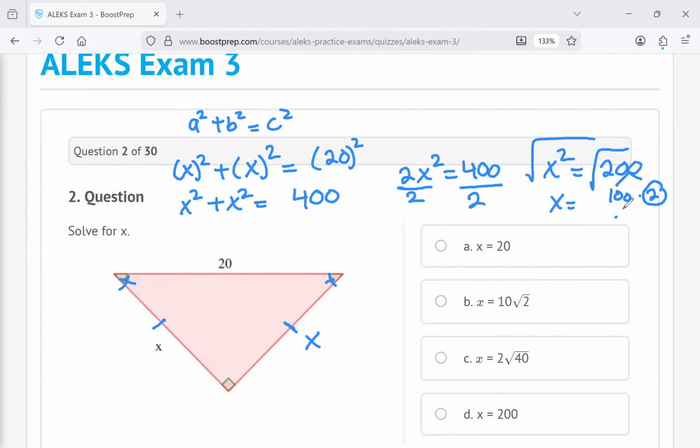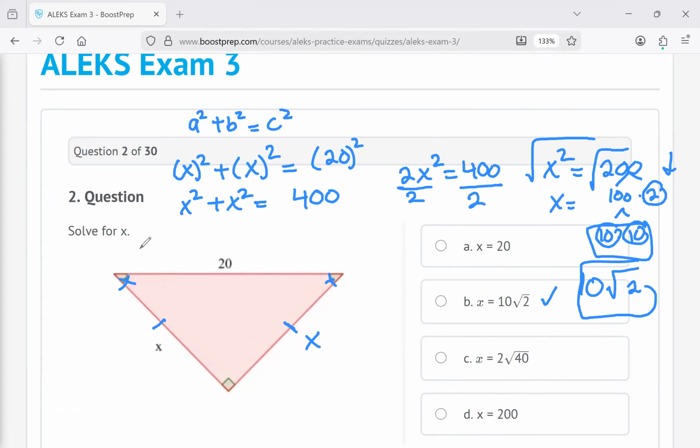2 is prime, and 100 is not prime. It could be broken down as 10 and 10. Then what you do is you circle pairs of your prime numbers. This 10 and 10 is a pair, so that just becomes 10. You put 10 outside, and inside is your leftover prime number, which is 2. Okay. Now, what is the other way? So it is B.